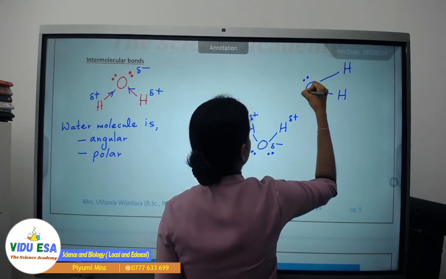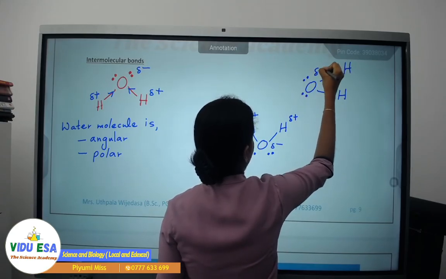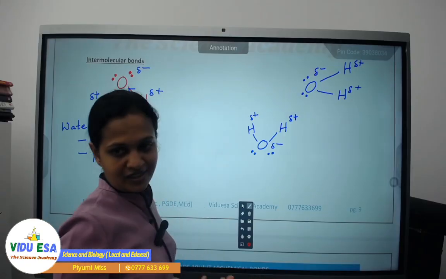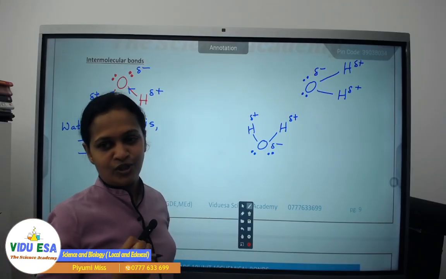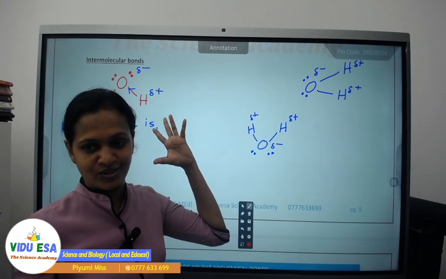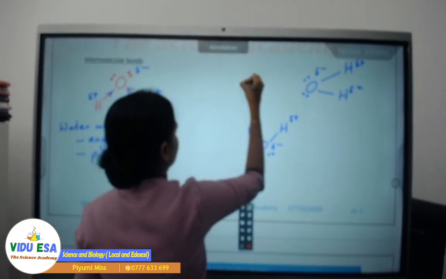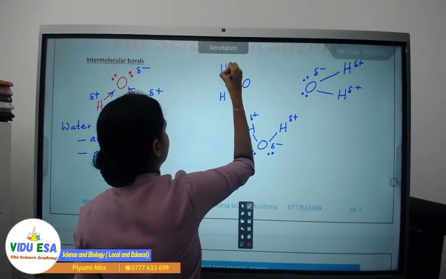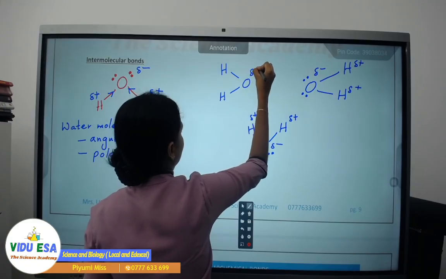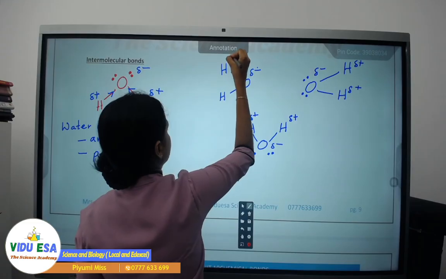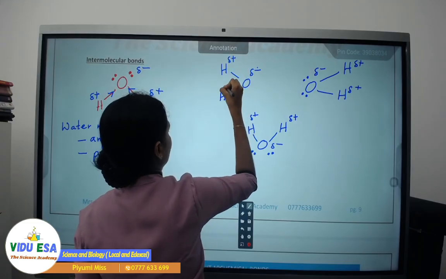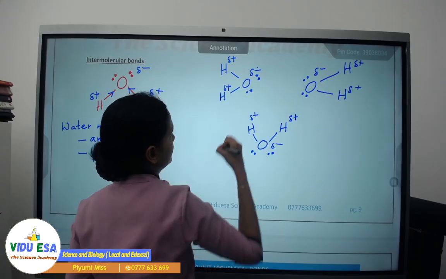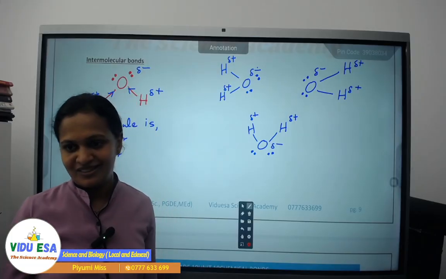2 lone pairs. The charges delta minus, delta plus, delta plus. If we take a certain volume of water, there are so many water molecules there. So another one, if I draw like this, if you are asked to show the intermolecular bonds in between water molecules, you need to draw at least this type of 3 molecules, right? The 2 lone pairs. And I have drawn 3 water molecules.